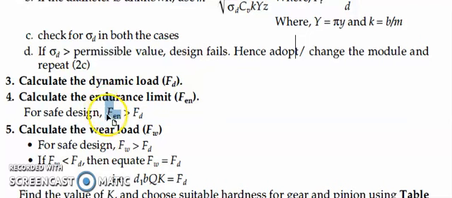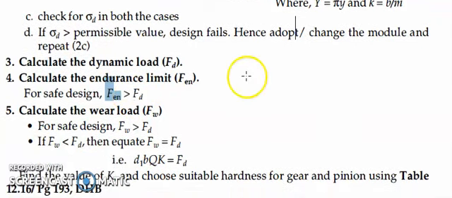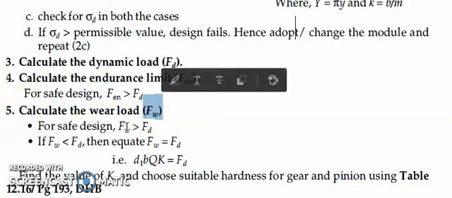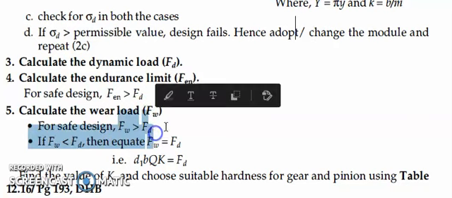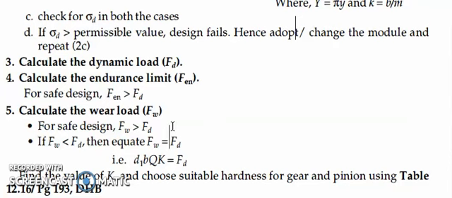If it is less than, that is sigma Fn is less than Fd, then we have to recalculate all the values. Then the fifth step: calculate the wear load. We write it as Fw, wear load. Again, for a safe design, Fw is greater than Fd. If Fw is less than Fd, then equate Fw equal to Fd.